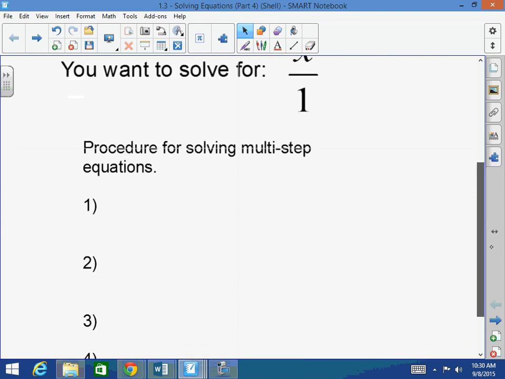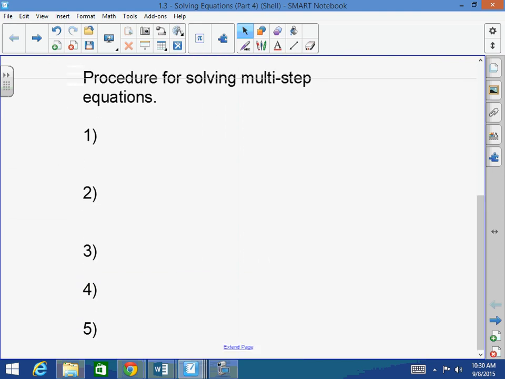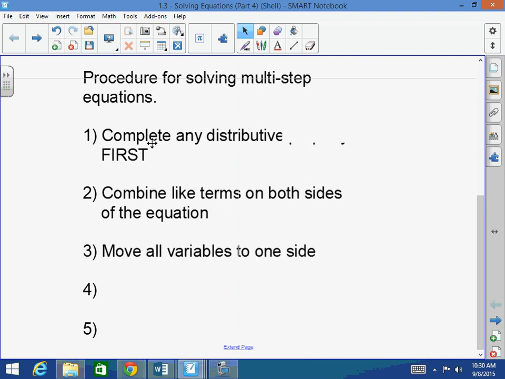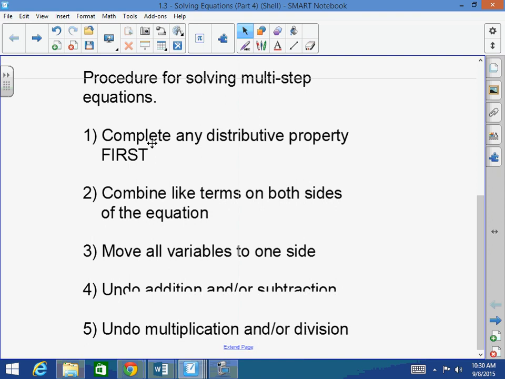The procedures for solving multi-step equations, we know these already. Step 1, complete any distributive property first. Step 2, combine like terms on both sides of the equation. Nothing new here. Step 3, move all the variables to one side. And now you're left with a two-step equation. So now you undo addition and subtraction. And then, last but not least, you undo multiplication and/or division.